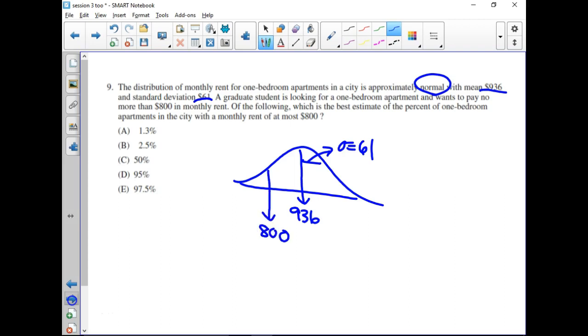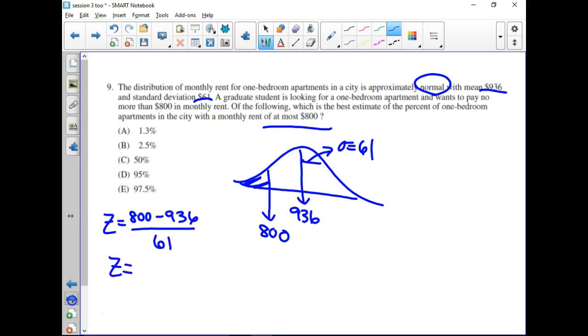Okay, which is the best estimate of the percent of one-bedroom apartments in the city with a monthly rent of at most 800? Why is that "at most" important? Well, it tells us which way to shade. So at most, which way? Yeah, I'm going to shade left. So I actually don't have to subtract my p-value from 1. Okay, so I need to find my z-score first. And what do we get our z-score to be?